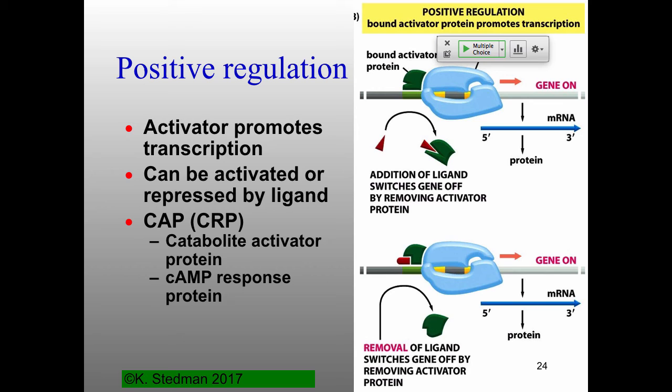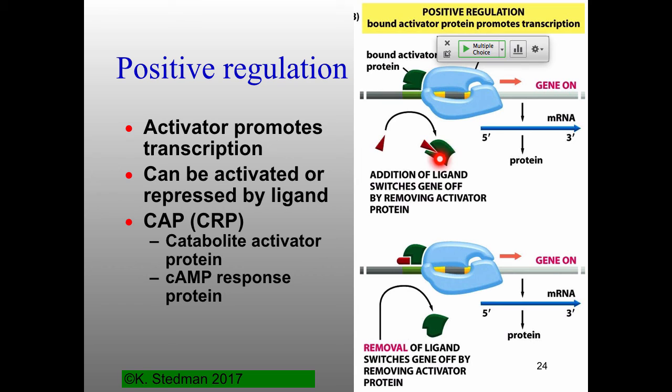So of course you're not going to have your activator protein bound to the promoter site. It's not going to be overlapping where the RNA polymerase binds. It's going to be right next to it and helping it then to bind. So activator proteins are right next to the RNA polymerase, and sometimes these will be binding to DNA in the presence of some kind of a ligand.